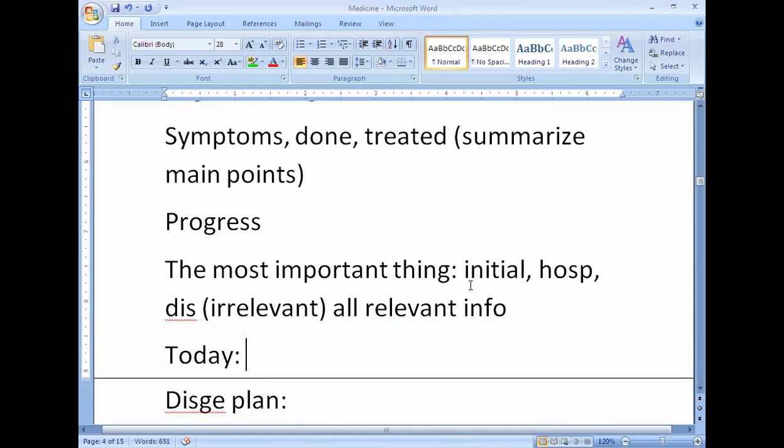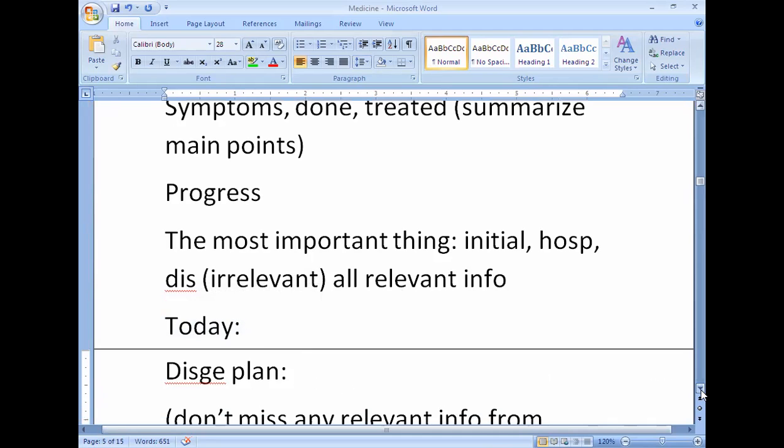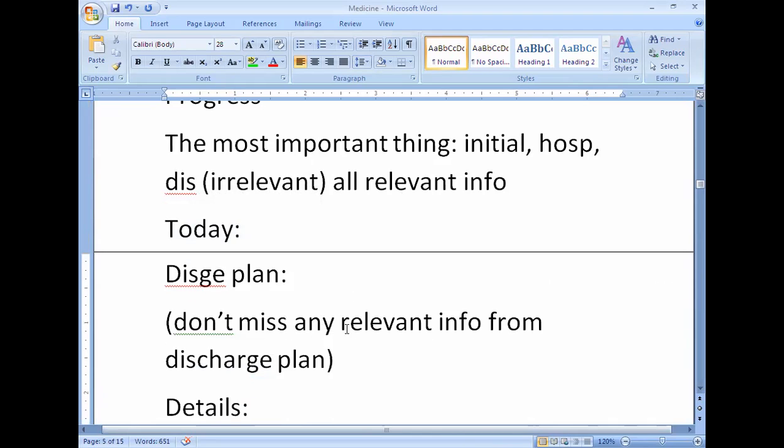So the most important thing is the discharge plan. After progress, we can write how the patient is today. Today the patient has progressed well and he can ambulate, he can walk, he can talk. His antibiotic course has been completed. And after that we should write the discharge plan. The discharge plan in the discharge letter is the most important part. Don't miss any relevant information from your discharge plan. Okay.